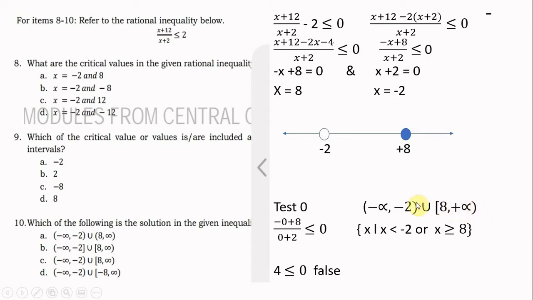Now, if we are to express this one in set notation, this is a set of x such that x is less than negative 2, or we will be using or because this is union, x is greater than or equal to 8. So, is there any answer on the choices? The choices on number 10, negative infinity. Okay, here it's letter B. The answer is letter B.